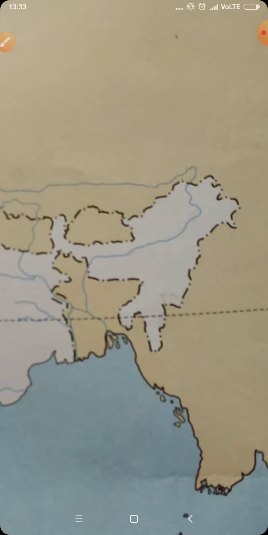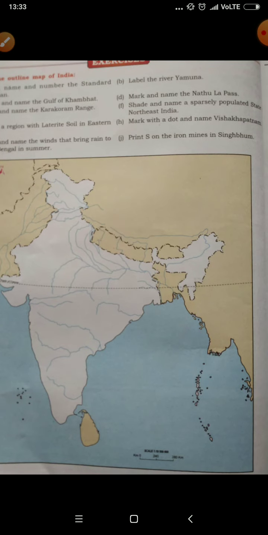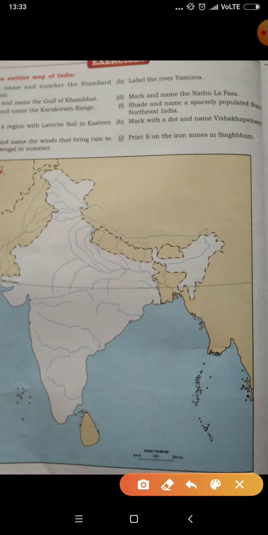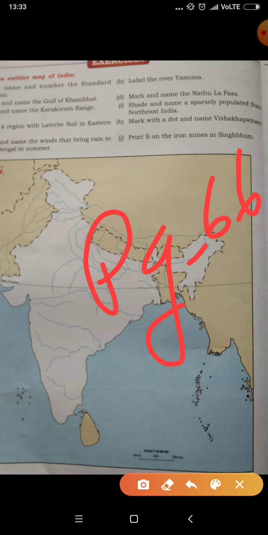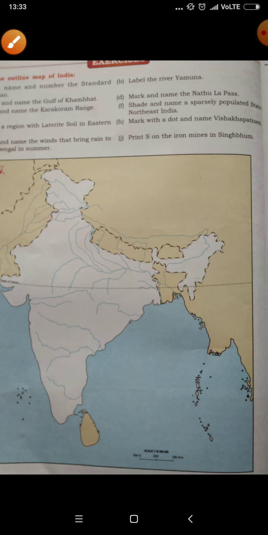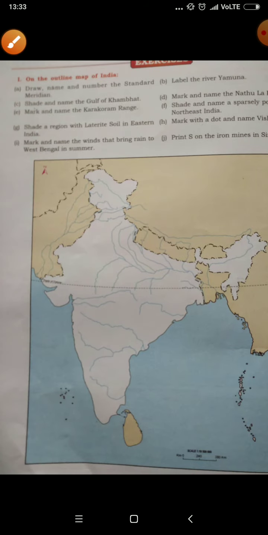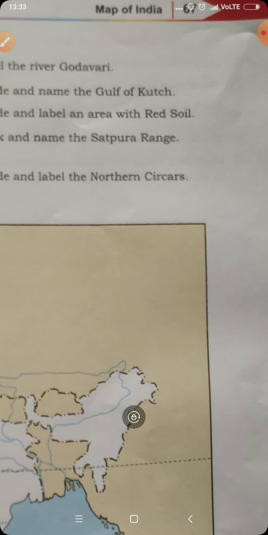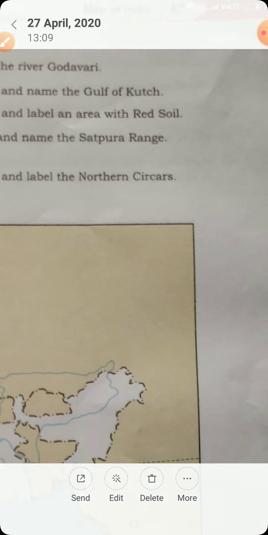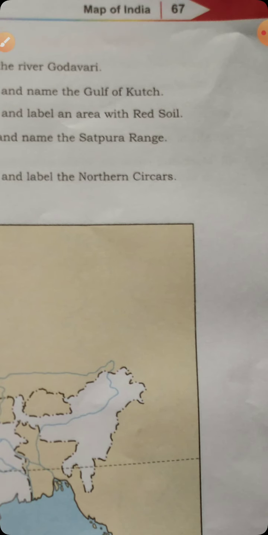So you see which page it is? It is page number 66. This map is given on page number 66. You have to do this in homework. Okay, so this is homework for you. Keep in mind. Coming on to the next slide, page number 67. I hope you all can see. This page number 67 is shown here above.